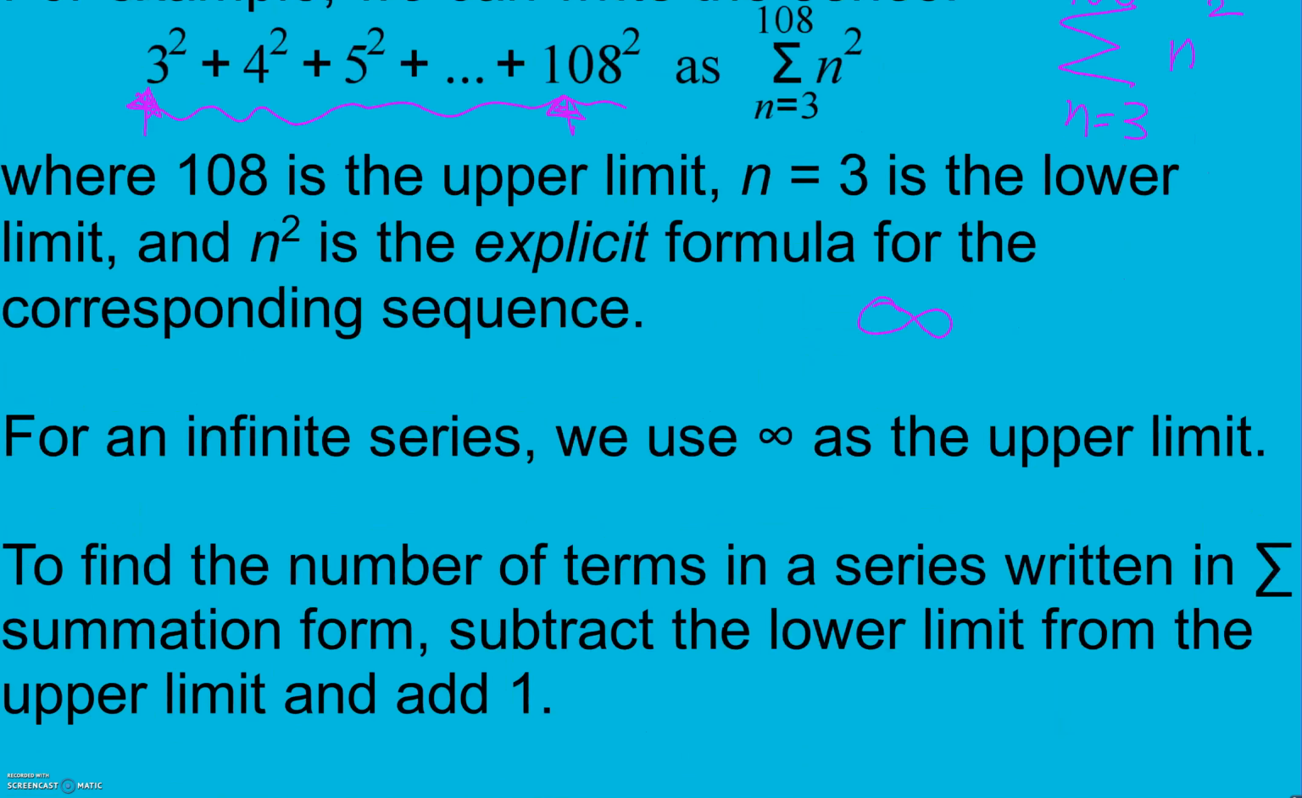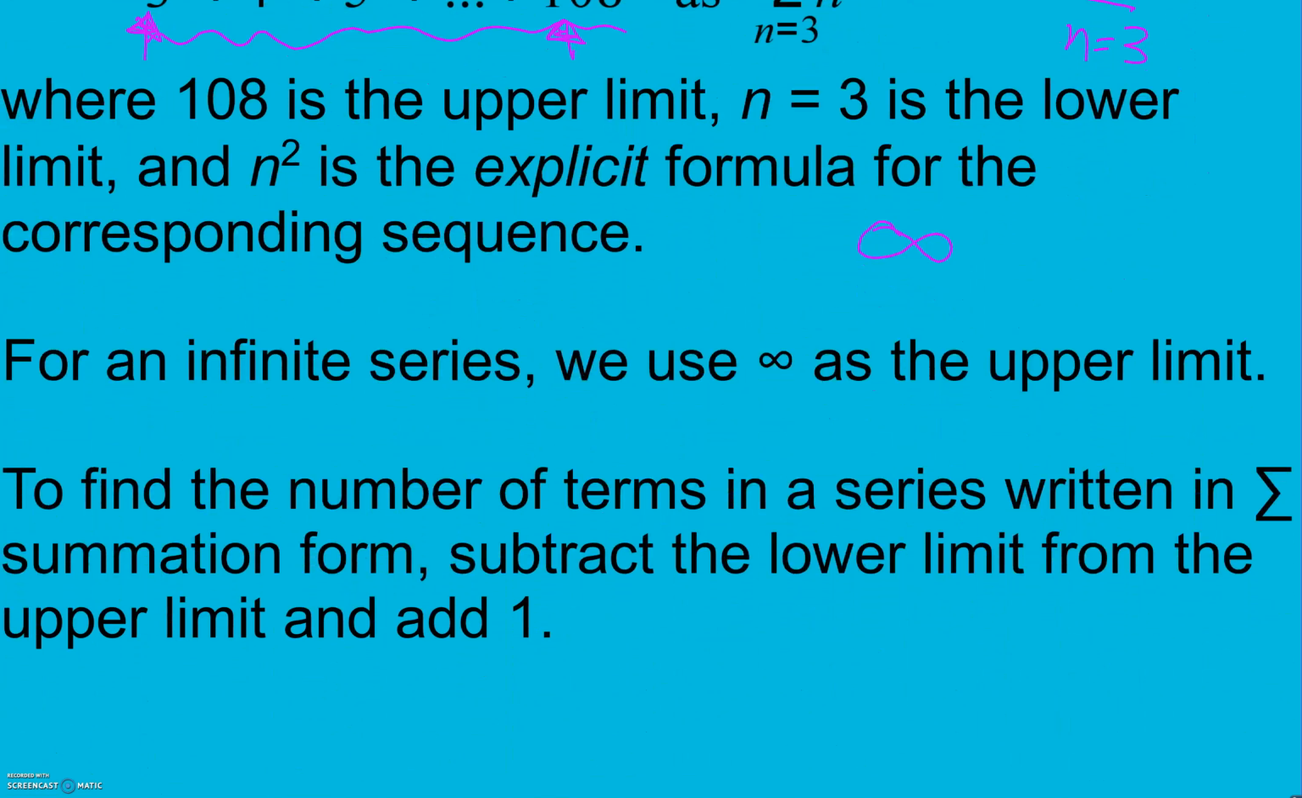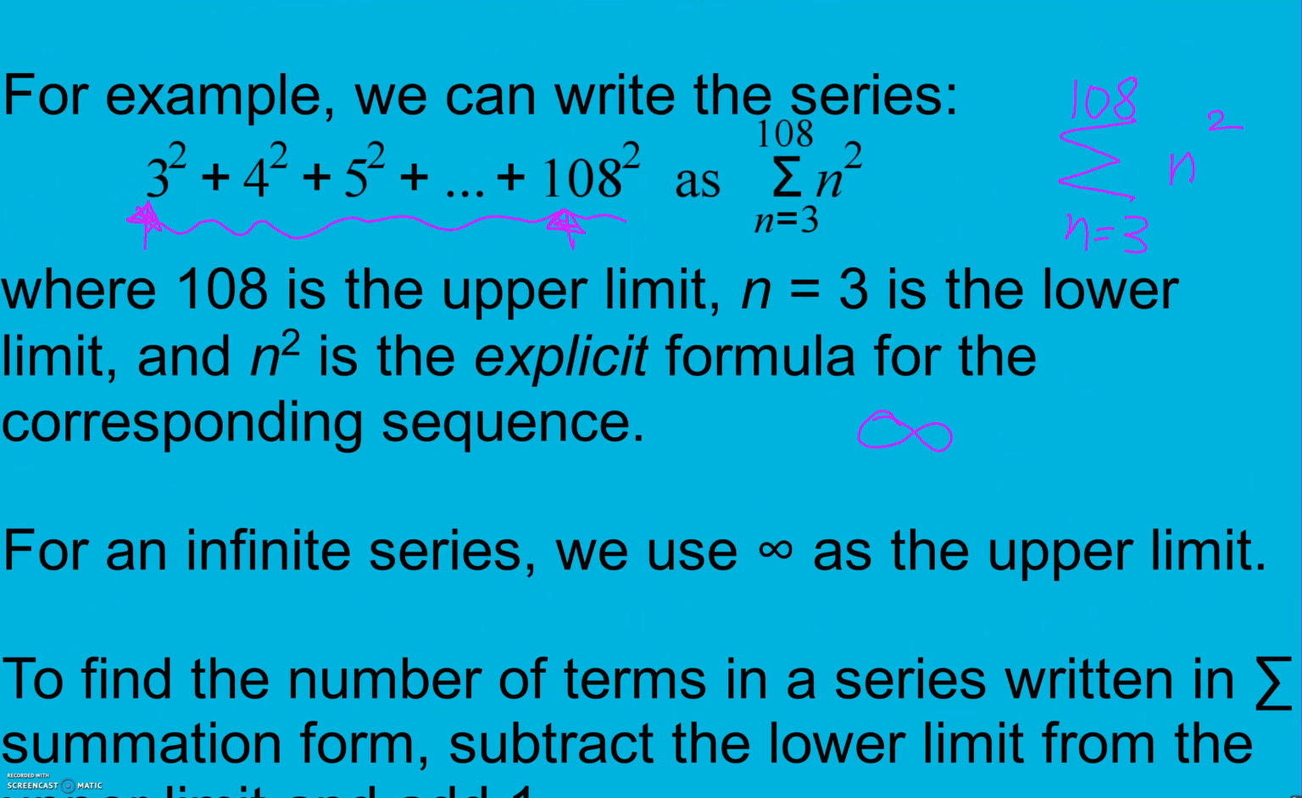To find the number of terms in a series written in summation form, with sigma there, we subtract the lower limit from the upper limit and add 1. Okay, so here, we'd have taken 108 minus 3, and then added 1 because we did both endpoints there. We did 3 and 108, so we have to add 1 and gotten 106. Okay, that would have been the number of terms in our series.